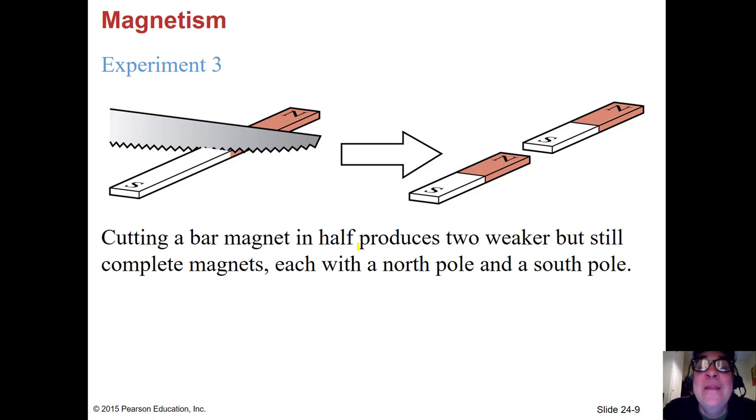Now with electricity, if you had a positive charge and a negative charge, obviously you could move those away from each other. You could have an isolated positive charge, an isolated negative charge. You can't do that with magnets. You always have a north and south side. So that's a big difference between magnetism and electricity.